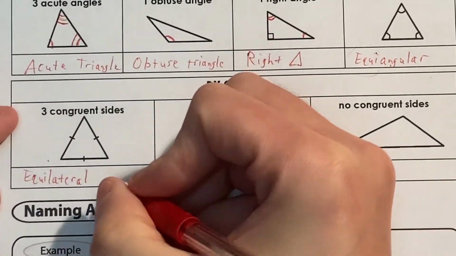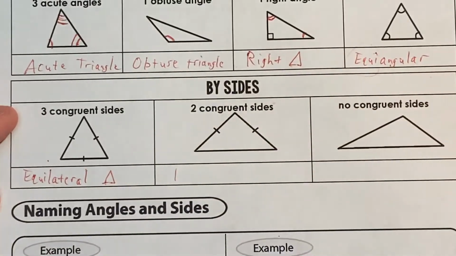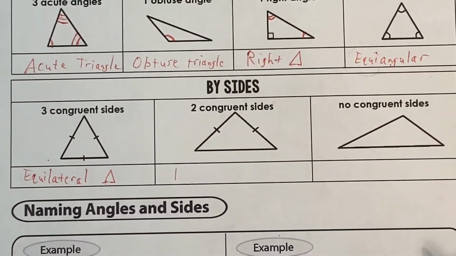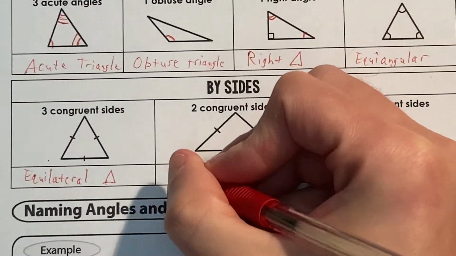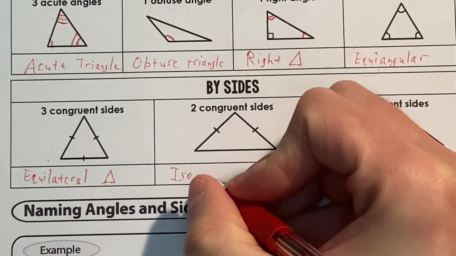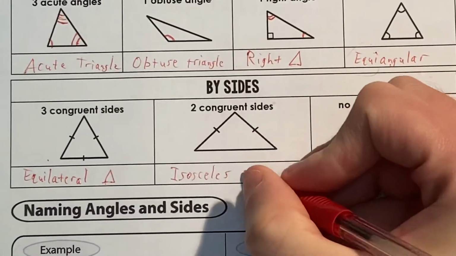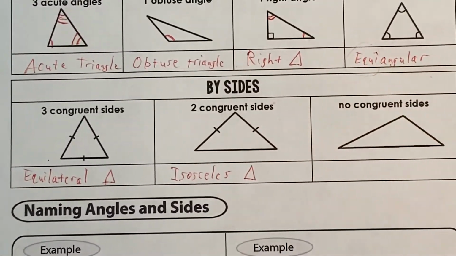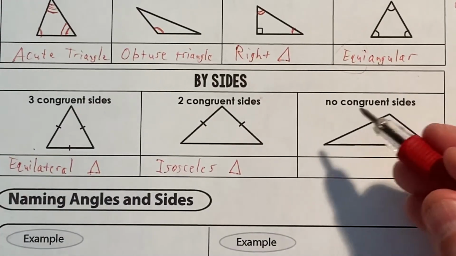Equilateral triangle. Two congruent sides. I don't know, do you guys remember? Maybe you want to take a second to think about it. Do you remember what it's called if you have a triangle with two sides that are the same? It starts with an I. And it's isosceles, which I think I spelled correctly. So an isosceles triangle.